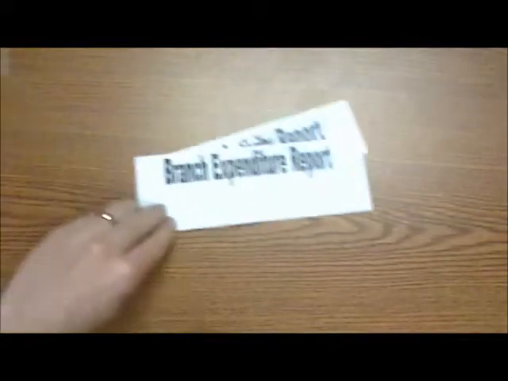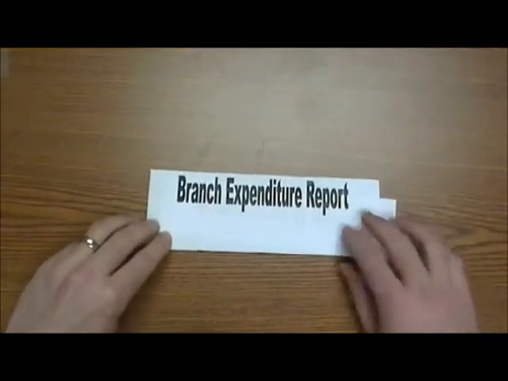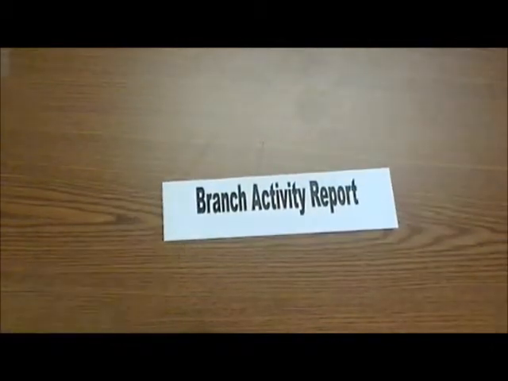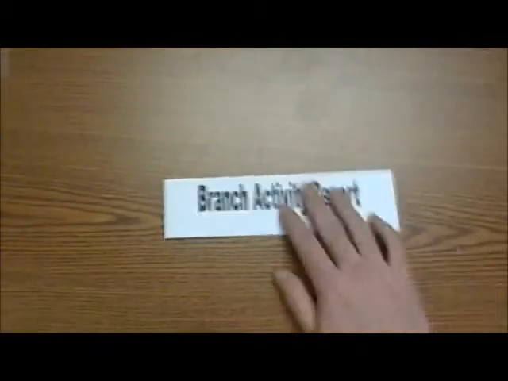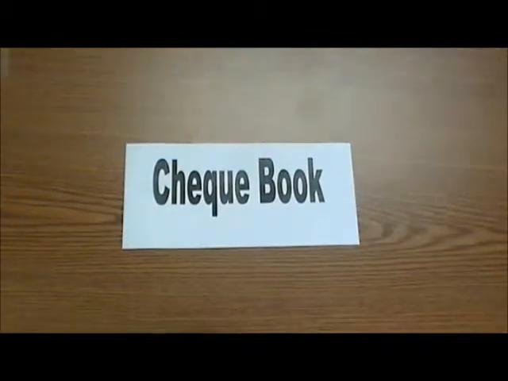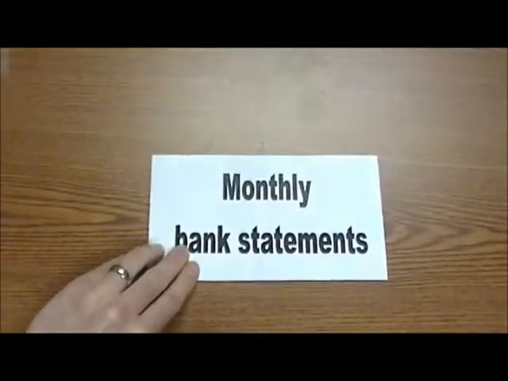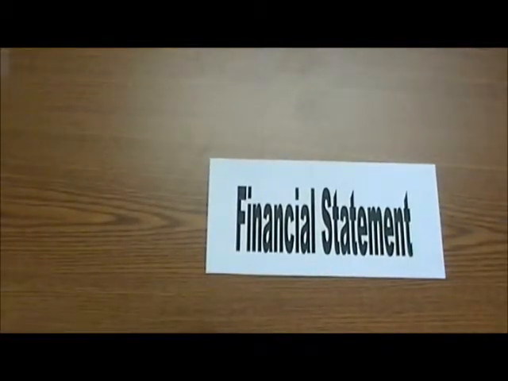Before beginning, it is highly recommended that you have copies of your quarterly branch expenditure reports, quarterly branch activity reports, checkbook, monthly bank statements, and financial statement, as these will assist you in the completion of the report. Contact your branch librarian or board chairperson if you are not sure what these reports are. Okay, let's get started.